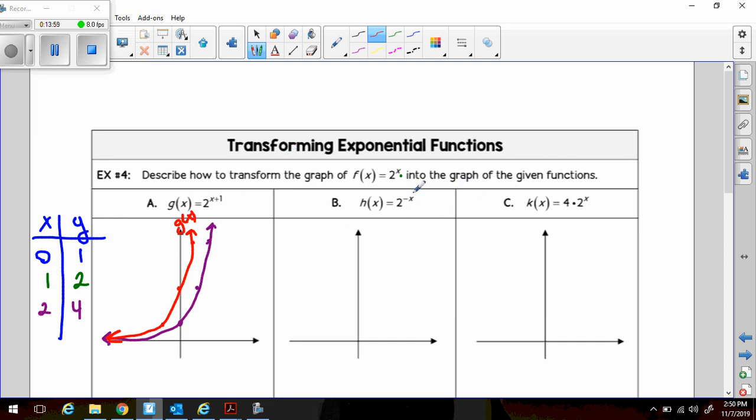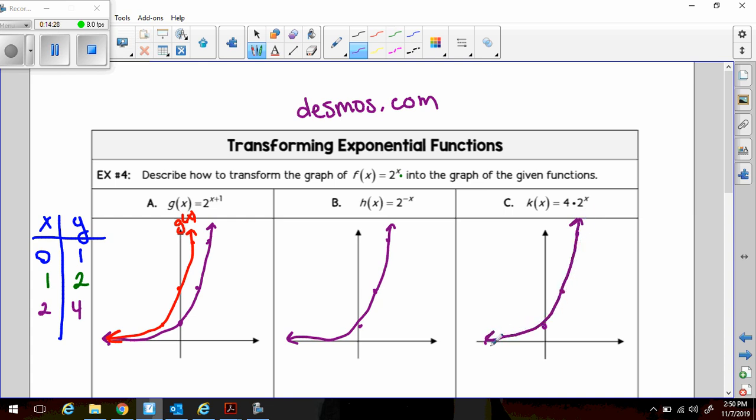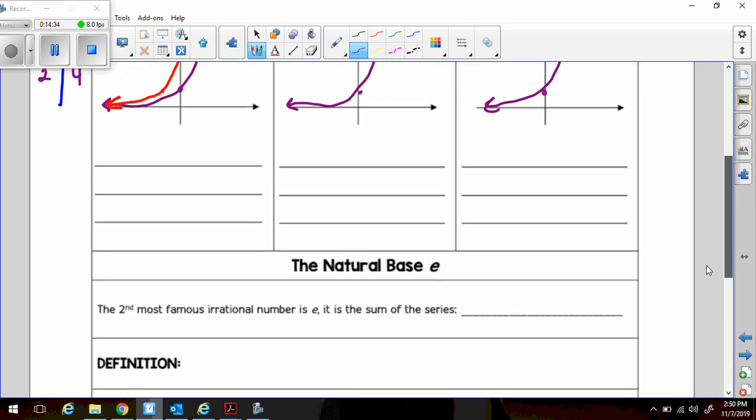2 to the negative x, this is going to be a decay function. I'm going to graph this for you, the purple one again. Show me what the 2 to the negative x looks like. This is something you can use Desmos for. Go to desmos.com. I'm going to graph this one for you again, something like this. Okay, and show me what 4 times 2 to the x does. What happens to it? I'm going to write this for you.